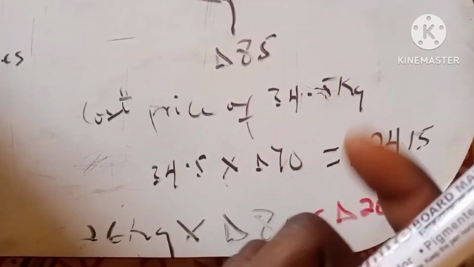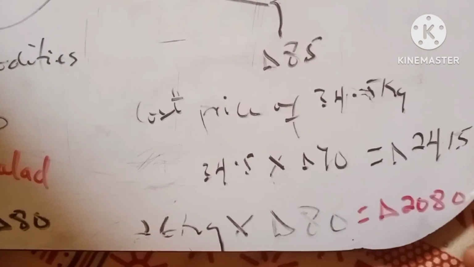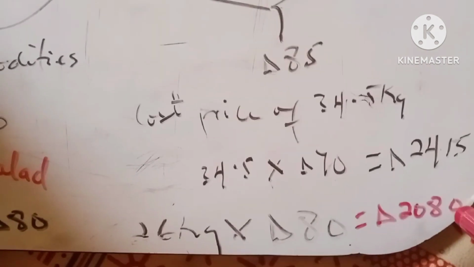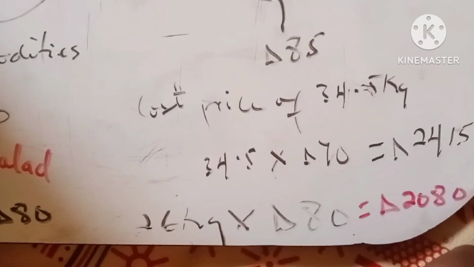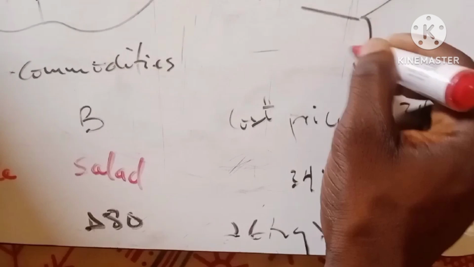Once you are able to find the cost of these two items, now we are free to go. What are you going to do here? Now we know that the mixture of these two is what the question said was sold for this particular amount here.